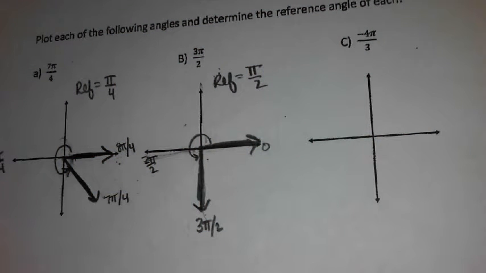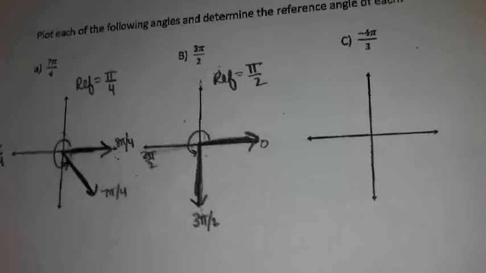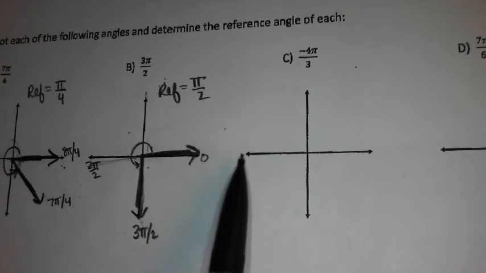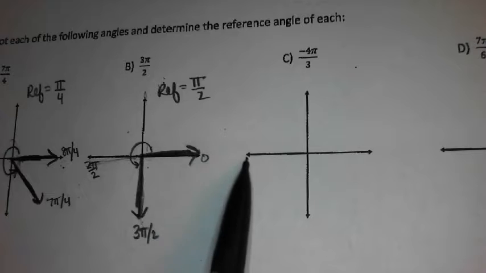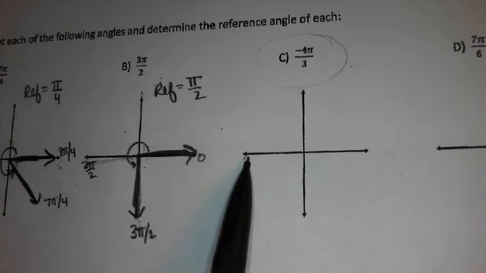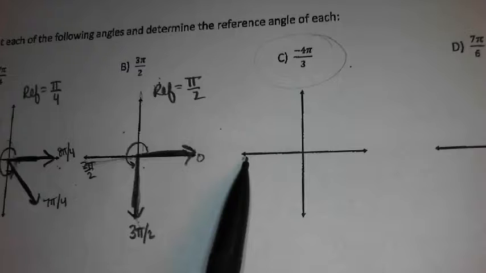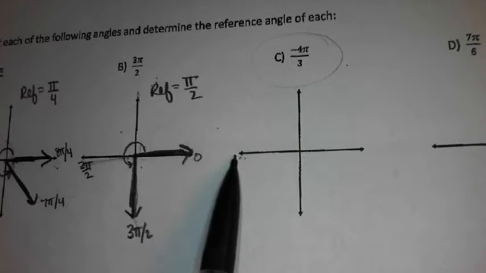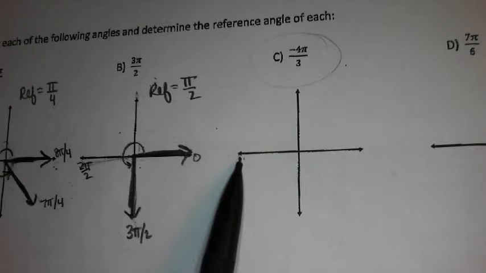Okay? In C, Evan, how should I label this? Based on the way the angle's presented. I'll give you a hint. What's the denominator of my angle? 3. So now do you know how to label this? Raise your hand if you can help him. Negative or 3 pi over 3.